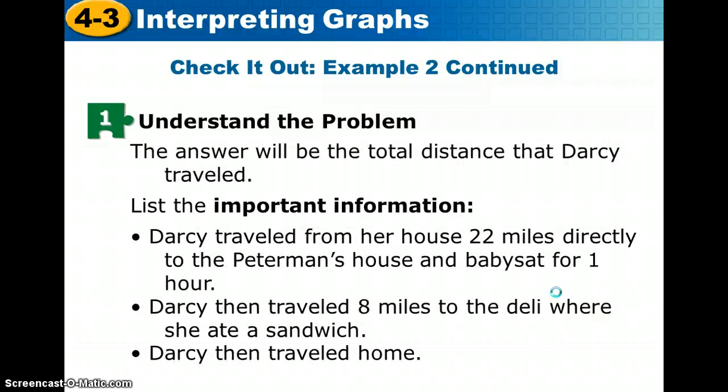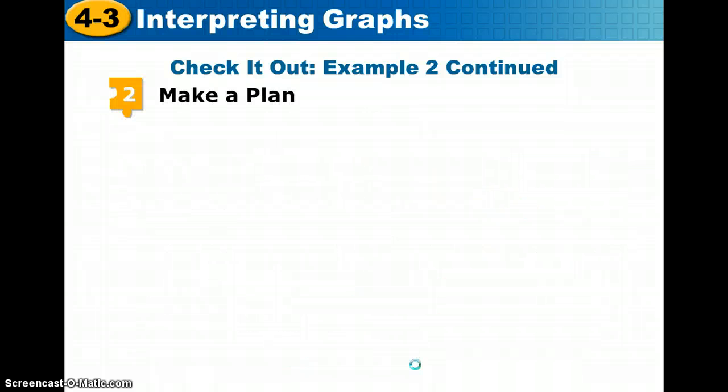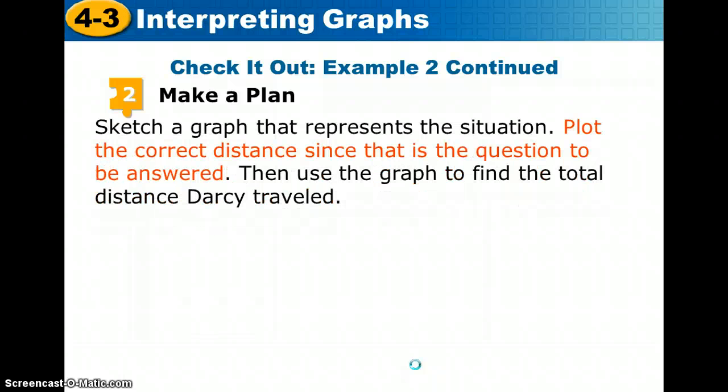Let's understand our problem. We're looking for total distance. So she traveled from her house to the Petermans at 22 miles and she stayed there for an hour. It's not part of our distance, but it will be part of our graph. She then traveled to a deli where she ate a sandwich and then she came back home. Did yours match ours? So let's make a plan. We're going to sketch a graph that shows the situation and plot that correct distance since the question is to be answered. Then we're going to use the graph to find the total distance.